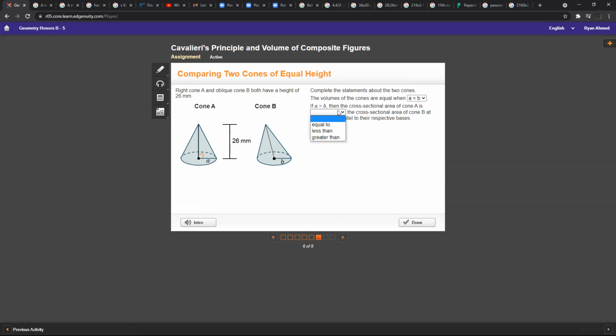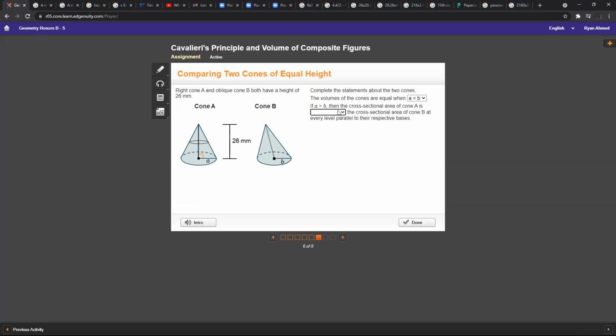So we're comparing the cross-sectional area of cone A and the cross-sectional area of cone B. Can you click that once again? Just see the text that is underneath that. Can you make the menu go away real quick? Thank you. The cross-sectional area of cone A is blank the cross-sectional area of cone B at every level parallel to their respective bases. So let's compare that really quick. If we pick this level, it's going to be the same level over here. So to me, it kind of looks like they're going to be the same.